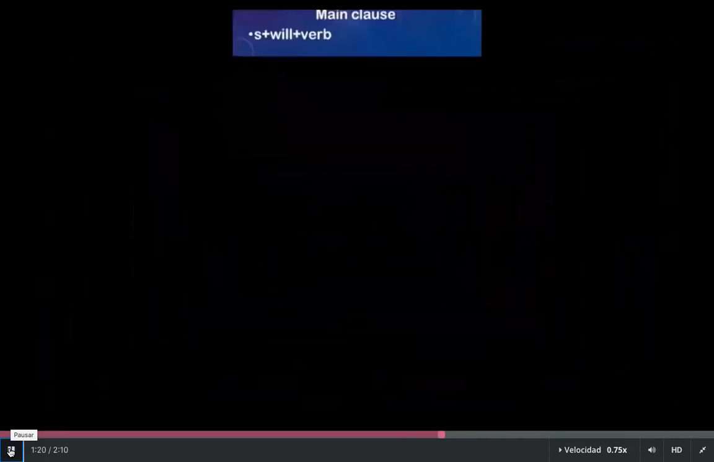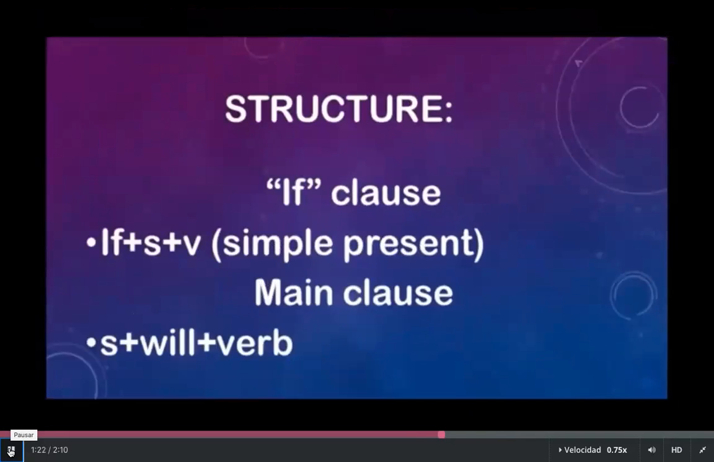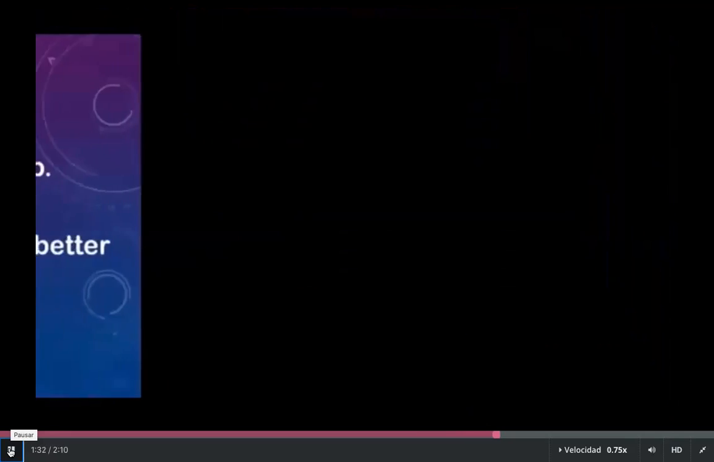Follow me in the structure. If clause: if plus subject plus verb in simple present. Main clause: subject plus will plus verb.